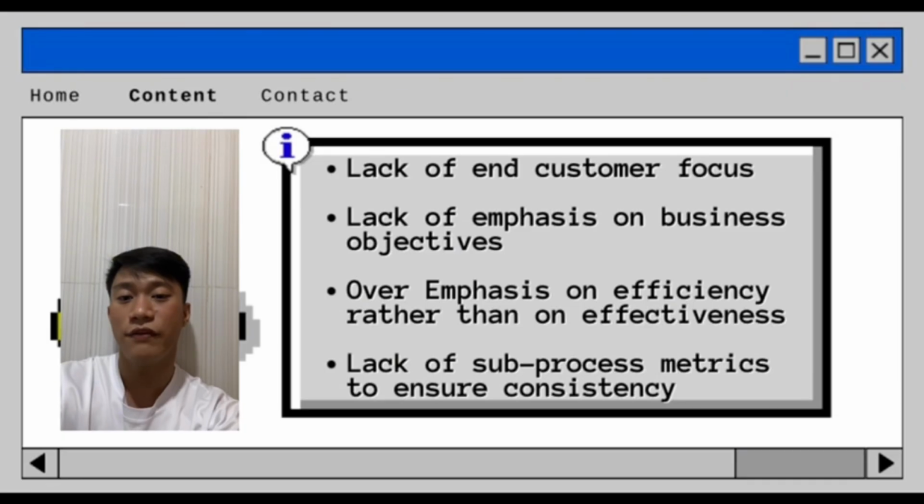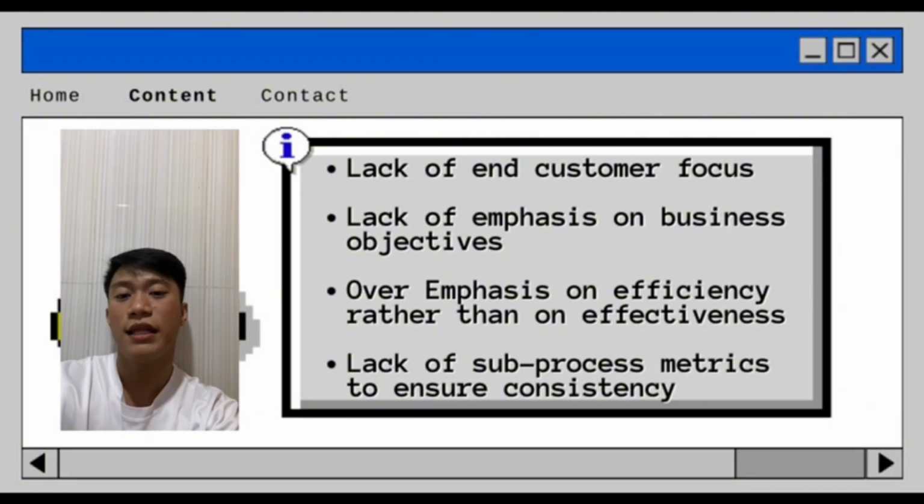Number three, efficiency over effectiveness. There's a risk of focusing too much on doing things quickly, like efficiency, rather than ensuring the desired outcomes, such as effectiveness. And lastly, we have inconsistent processes. Without sub-process metrics, consistency in service delivery might suffer. These points suggest SLAs should balance customer needs, business goals, and both efficiency and effectiveness for better outcomes.